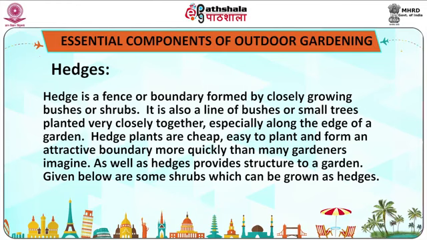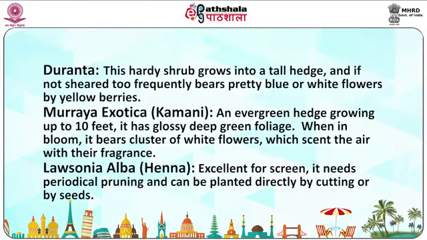Students, let's also discuss some of the plants which can be grown as hedges. First one is Duranta. This hardy shrub grows into a tall hedge and, if not sheared too frequently, bears pretty blue or white flowers followed by yellow berries. Another is Murraya exotica, an evergreen hedge growing up to 10 feet. It has glossy deep green foliage. When in bloom, it bears clusters of white flowers which scent the air with their fragrance.